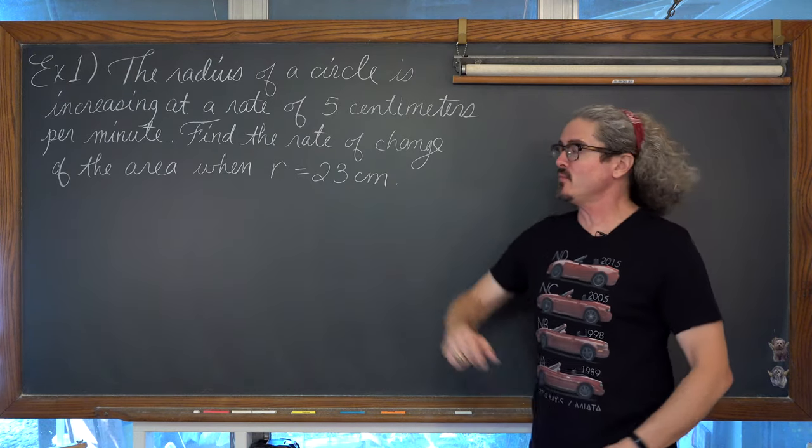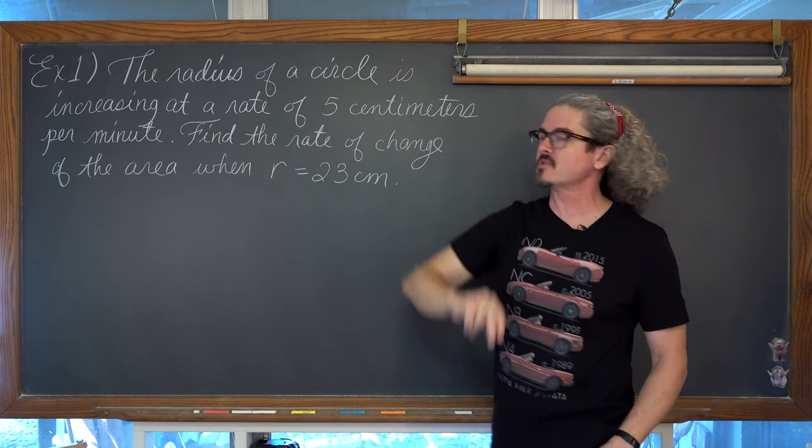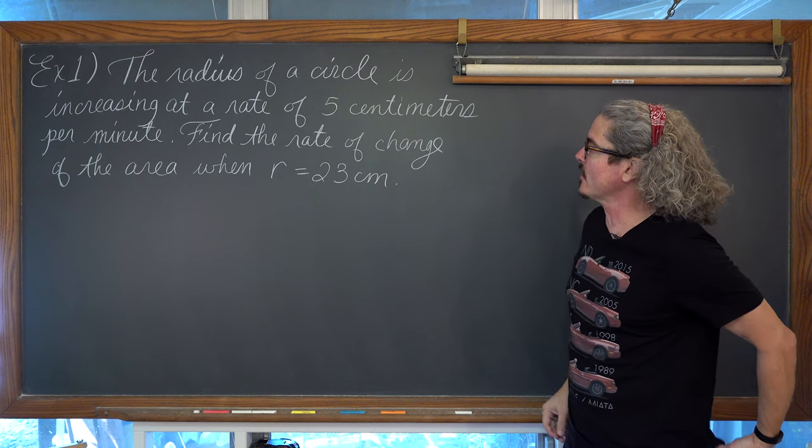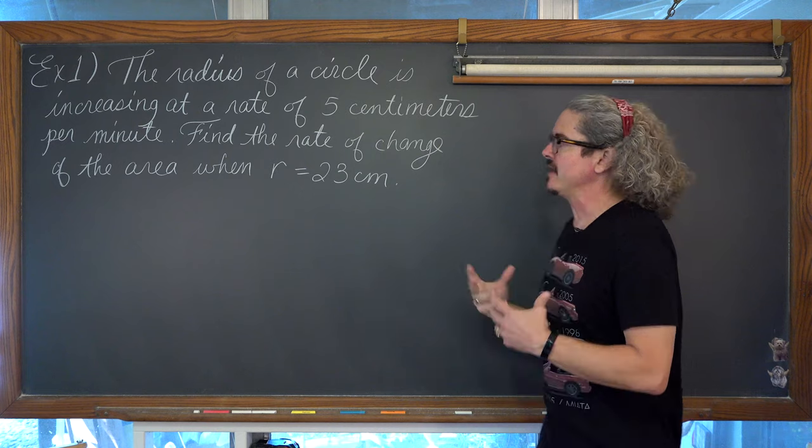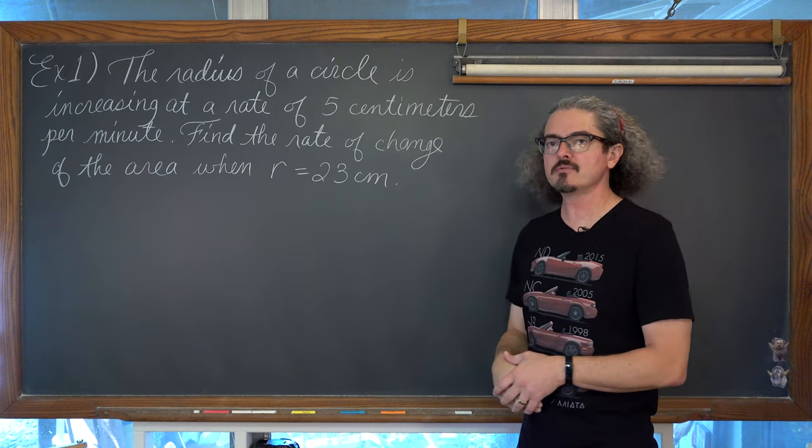So for example one, we have the story saying that the radius of a circle is increasing at a rate of 5 centimeters per minute. Find the rate of change of the area when r is equal to 23 centimeters.